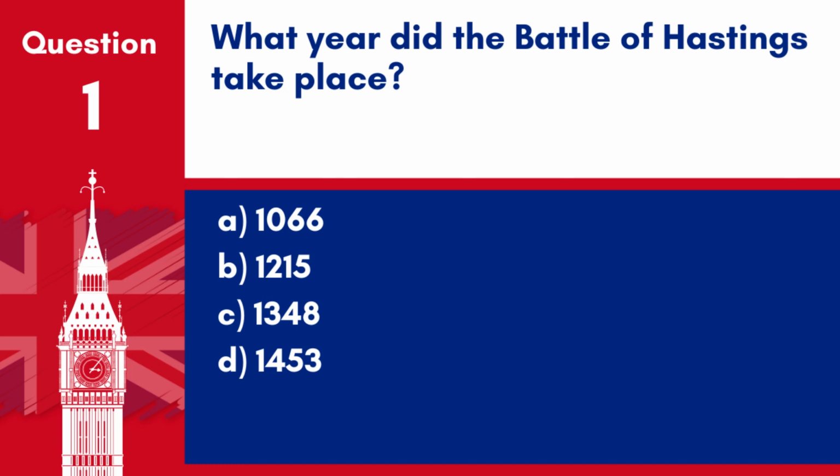Question 1. What year did the Battle of Hastings take place? A. 1066, B. 1215, C. 1348, D. 1453. Answer: A. 1066. The Battle of Hastings took place in the year 1066.